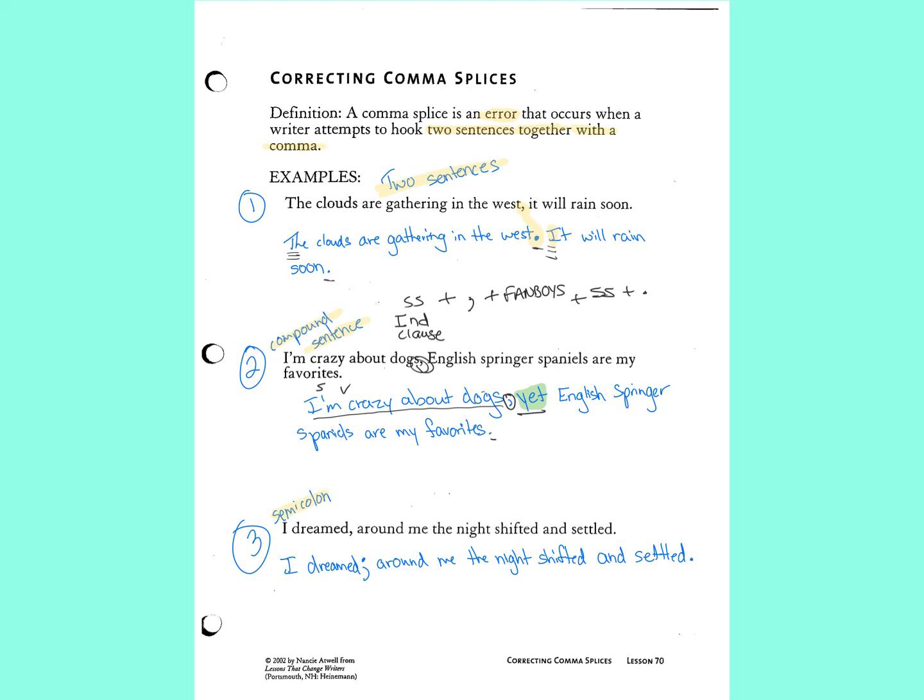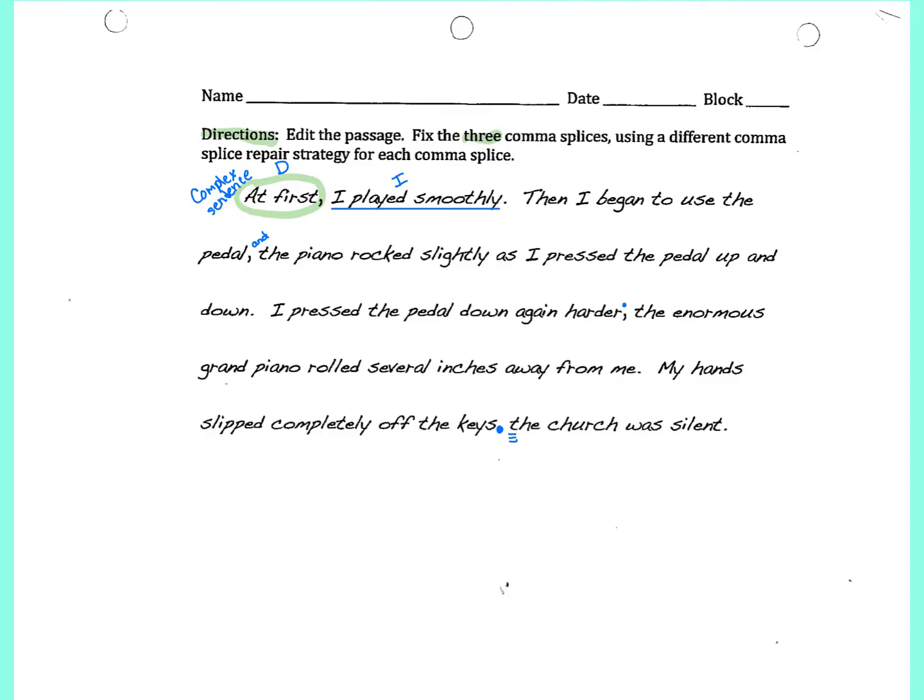So here's the sentence. I dreamed, comma. Around me the night shifted and settled. So how can I make that where it's following the rules? You're going to simply add, instead of that comma, a semicolon. So: I dreamed; around me the night shifted and settled. So let's practice this together.